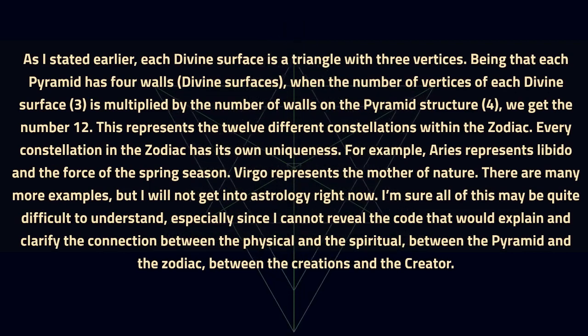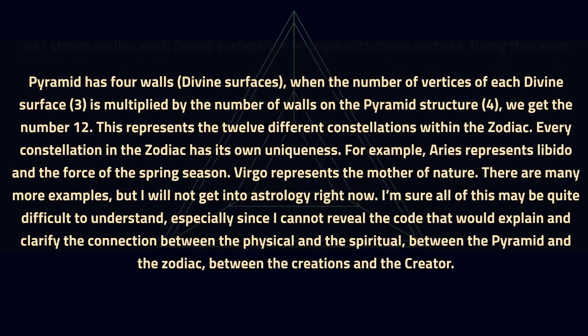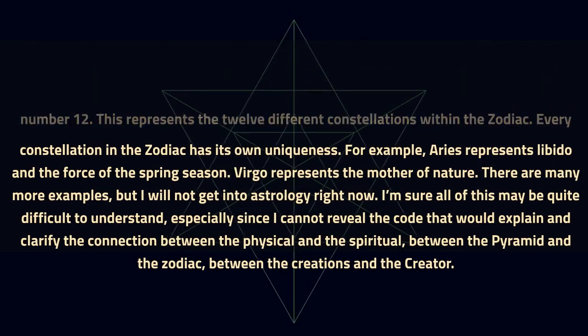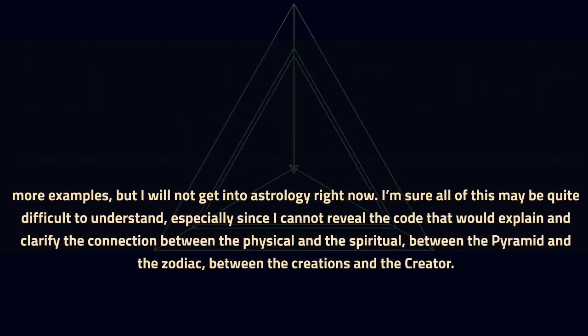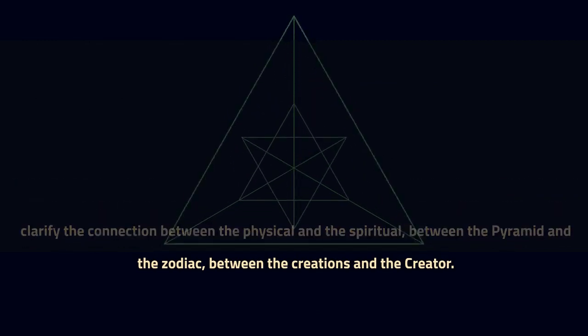Every constellation in the zodiac has its own uniqueness. For example, Aries represents libido and the force of the spring season. Virgo represents the mother of nature. There are many more examples, but I will not get into astrology right now. I am sure all of this may be quite difficult to understand, especially since I cannot reveal the code that would explain and clarify the connection between the physical and spiritual, between the pyramid and the zodiac, between the creations and the creator.